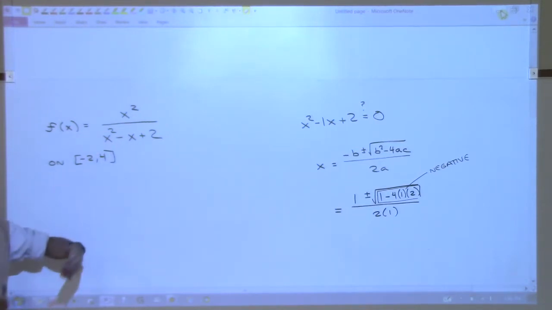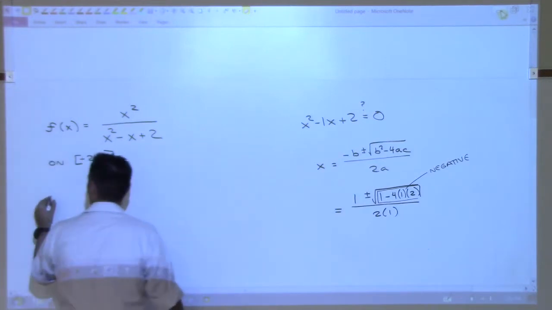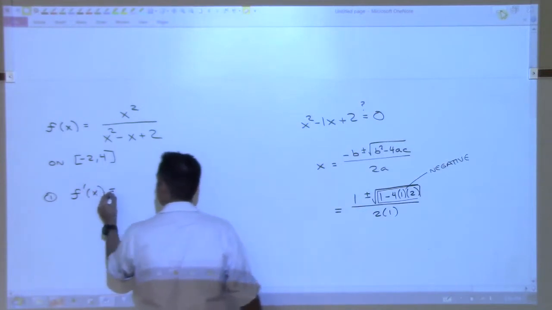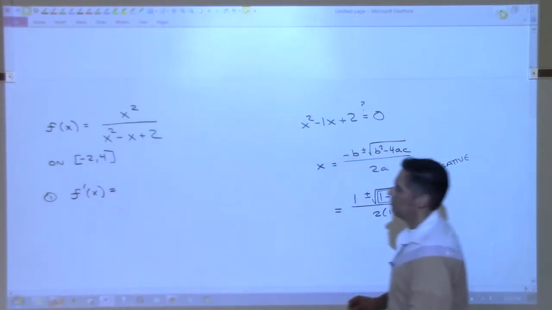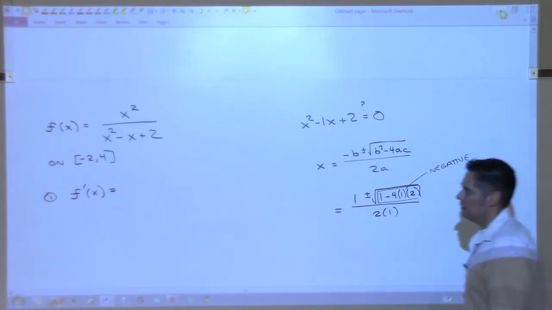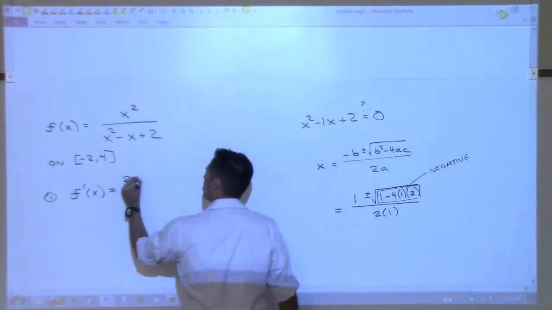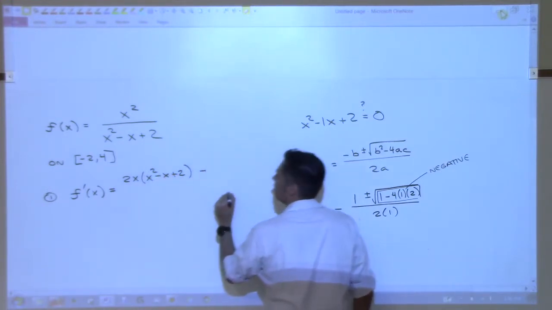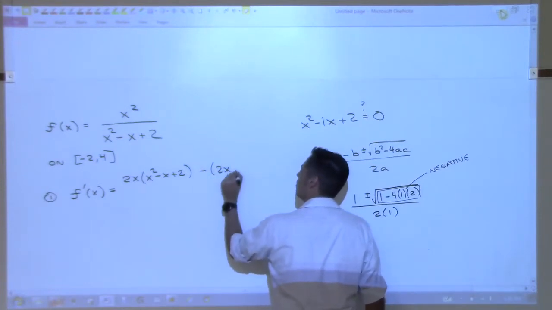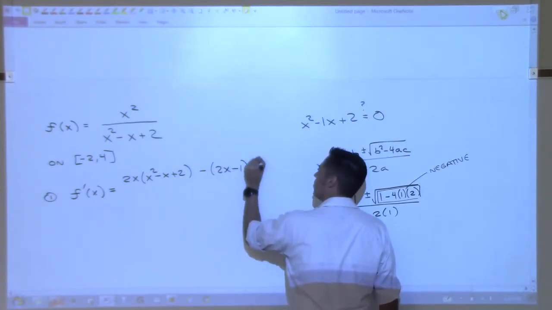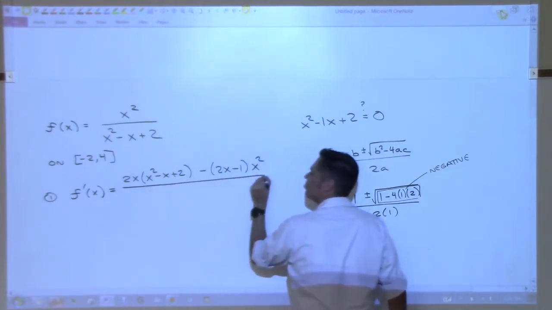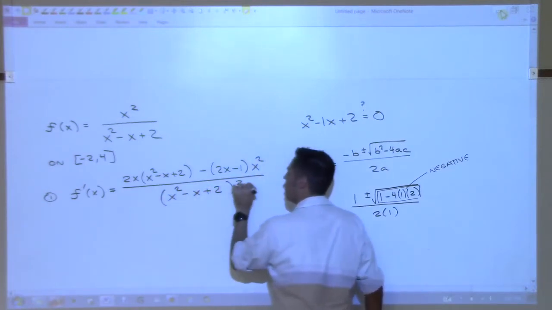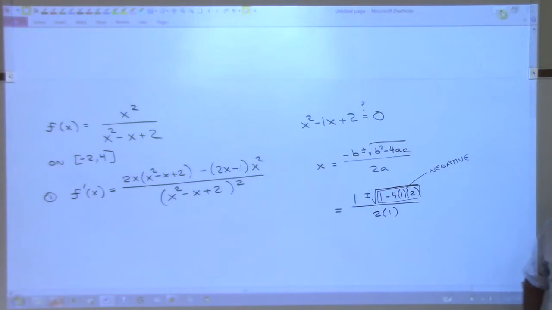All right? Now let's proceed. So I need to find the derivative. So the derivative of this function is 2x times, okay, minus 2x minus 1 times x squared, all over x squared minus x plus 2, squared. And that's what we called the raw derivative, right? That was the raw derivative.